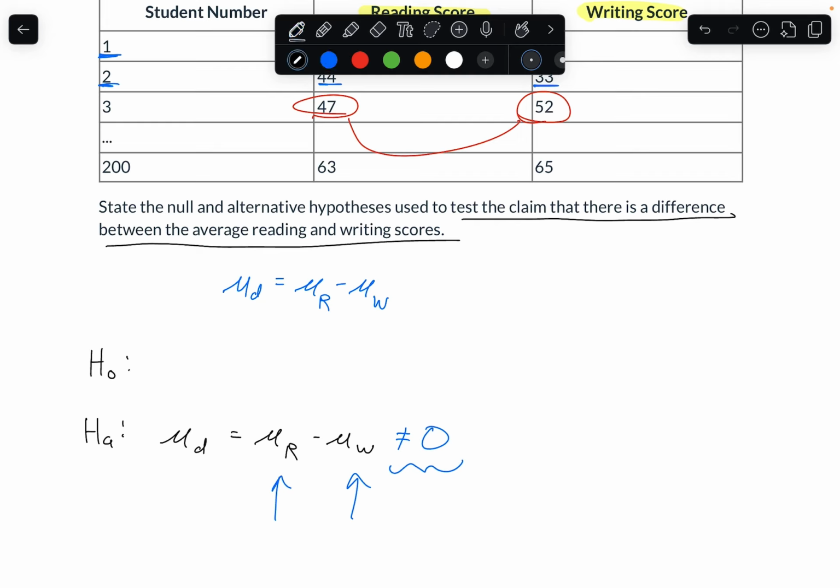And once I have that alternative hypothesis set up, the null hypothesis should follow fairly simply: mu sub d. And I always like to write out what mu sub d is. Mu sub r minus mu sub w is equal to 0. Remember that the null hypothesis is always a statement of equality. So these would be the null and alternative hypotheses that I'm going to use to answer these questions.